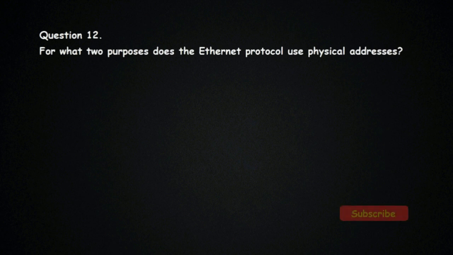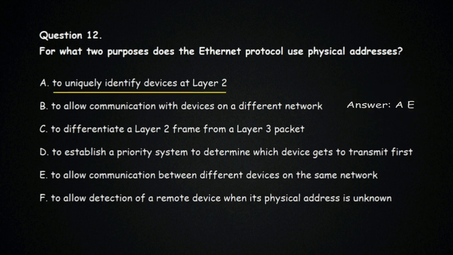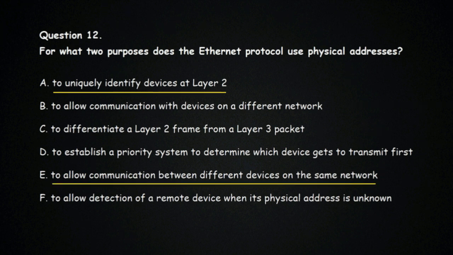Question 12. For what two purposes does the Ethernet protocol use physical addresses? Here are the options. Answer is A and E. To uniquely identify devices at layer 2, and to allow communication between different devices on the same network.